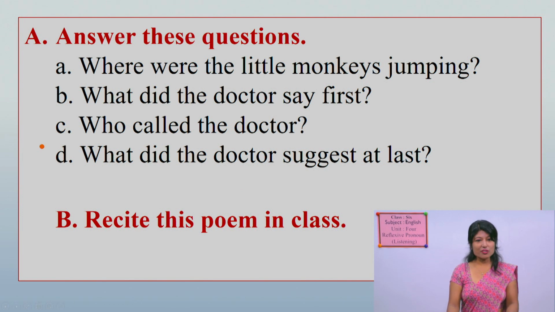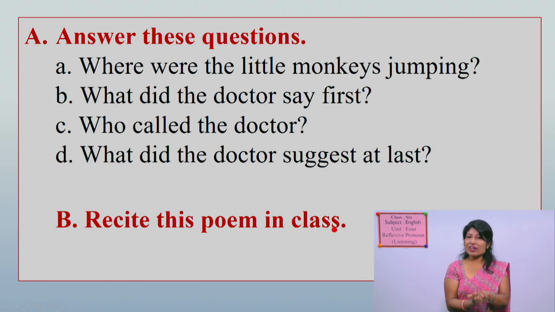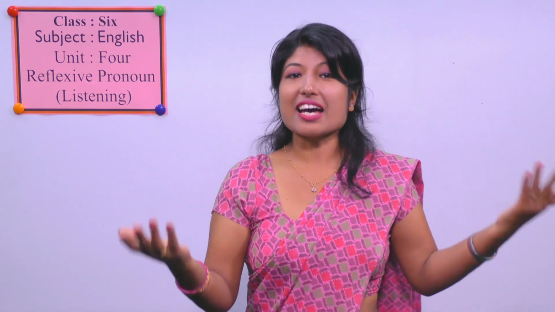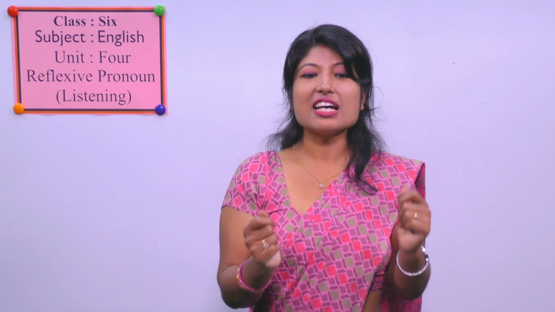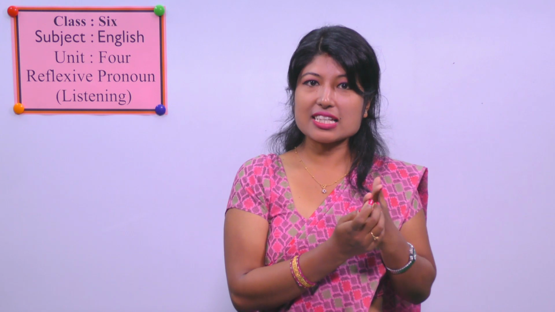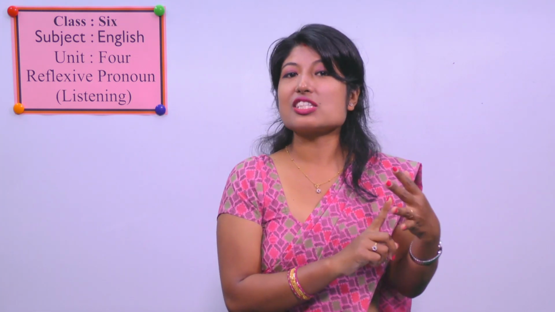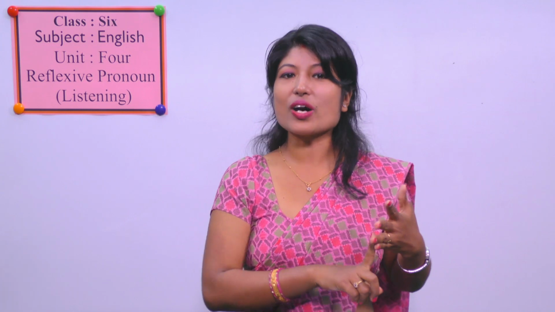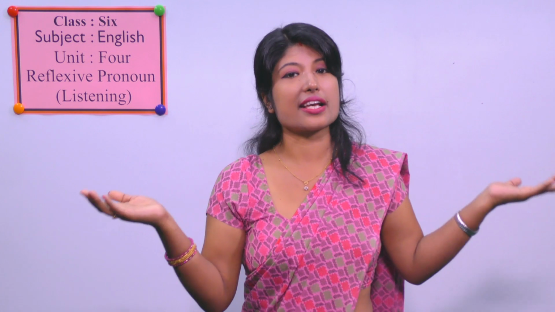And finally, what do we have to do over here? See here, recite this poem in the class. And we have already recited this poem. So once again, for your enjoyment, you can recite this poem with your brother, sister, and enjoy singing the rhyme. So we have done reflexive pronouns today, and then listening comprehension exercises, and again we did a chant, Five Little Monkeys. I hope you understood all these lessons and do these exercises in your exercise book.